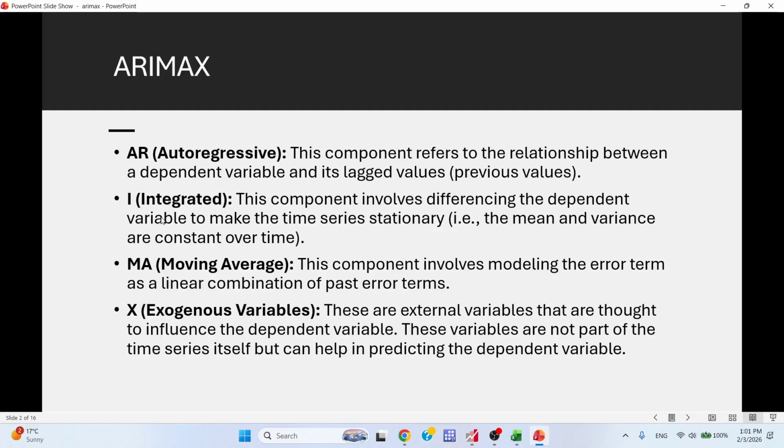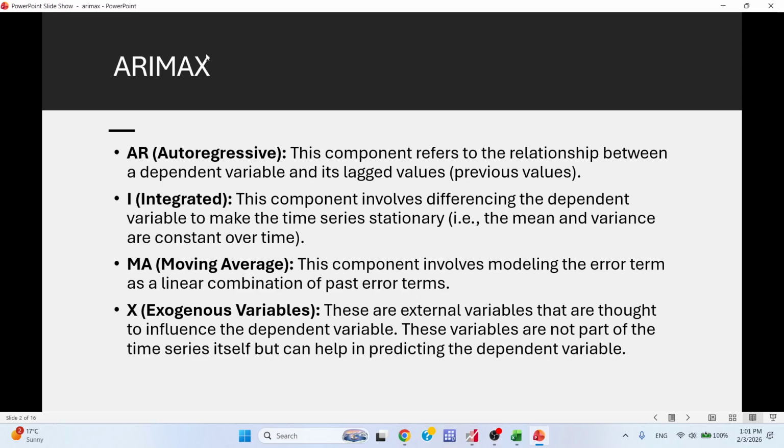And here I means integrated. This component involves differencing the dependent variable to make the time series stationary. So if your data set is not stationary, then it will be converted into stationary. And then this is MA. MA means moving average. This component involves modeling the error term as a linear combination of past error terms.